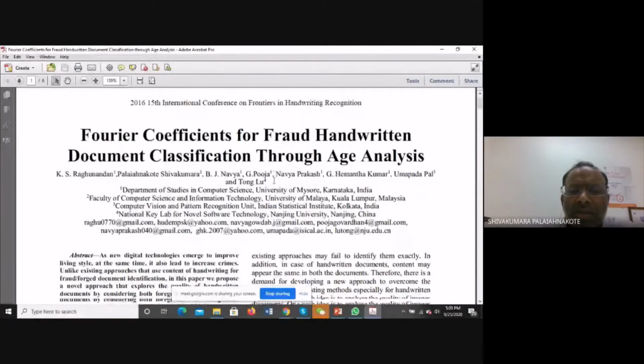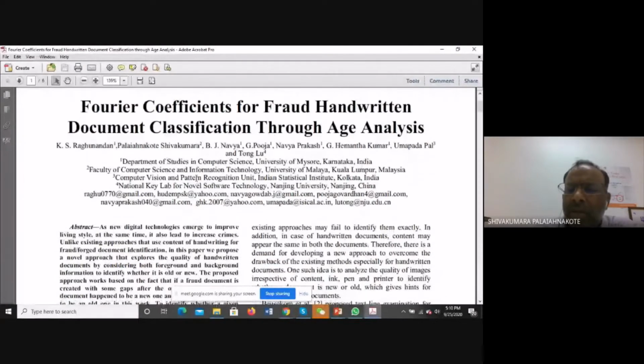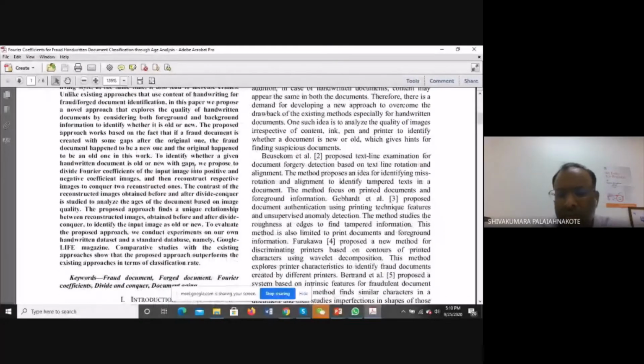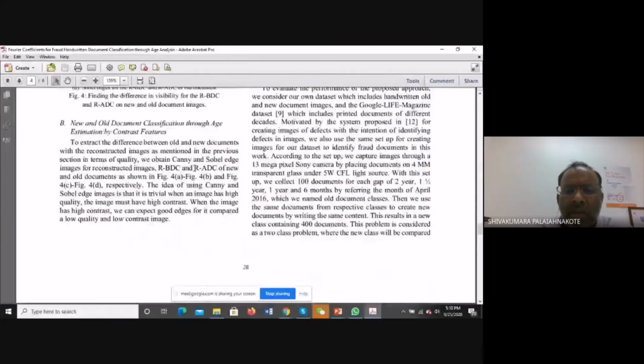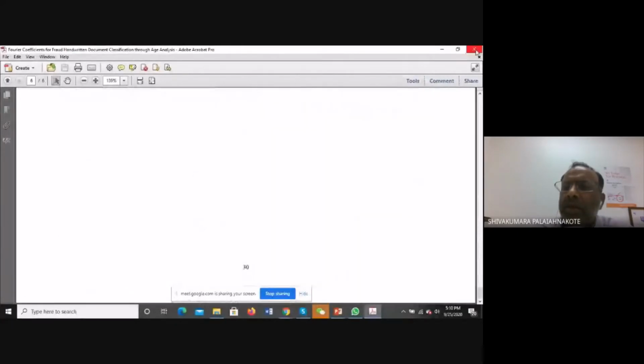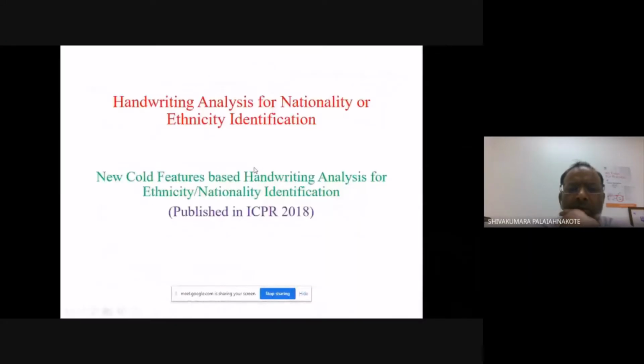So these are actually students from Mysore University. Project students only, these two students, and he is actually my student. Okay, that's fine. I think that's the same work. Just glance at it. Yeah, this is the one piece of work. Next. Okay, next, handwriting analysis for nationality.